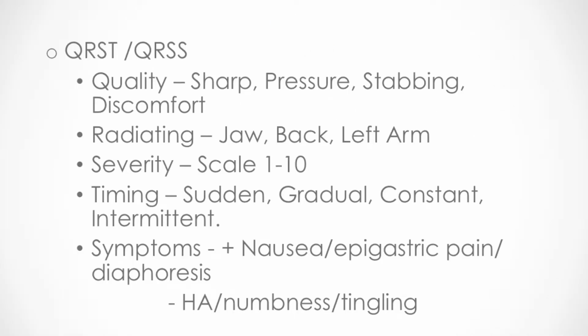So in terms of an HPI, one of the proper formats is to do a QRST or QRSS format, starting with the quality, which is a sharp pressure, a stabbing, or a discomfort. Radiating, whether it's into the jaw, the back, or the left arm, could be into the stomach or the abdomen. Severity, rated on a scale of 1 to 10, 10 being the most severe. Timing, sudden, gradual, constant, or intermittent.